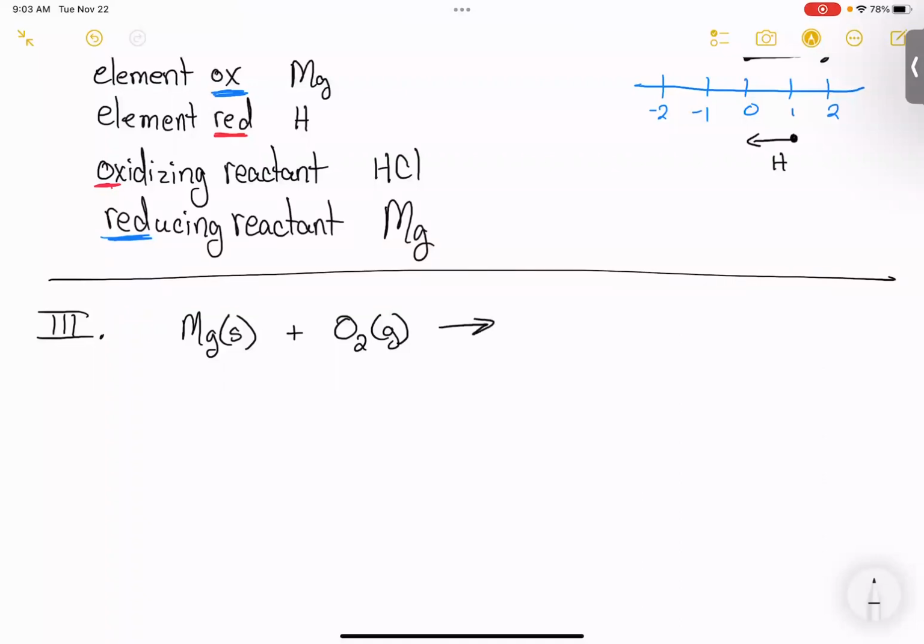Now, when magnesium makes a compound, what charge is it going to take on? 2 plus, because it's in group 2. And oxygen, when it makes a compound, what charge does it take on? Two minus. So the compound that it made was MgO. And if you're watching the videos, that was a white powder, so it was solid.